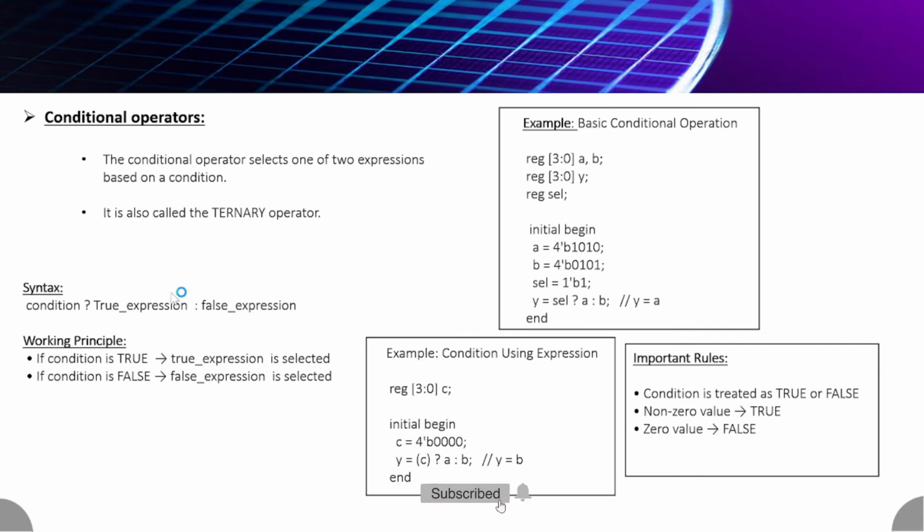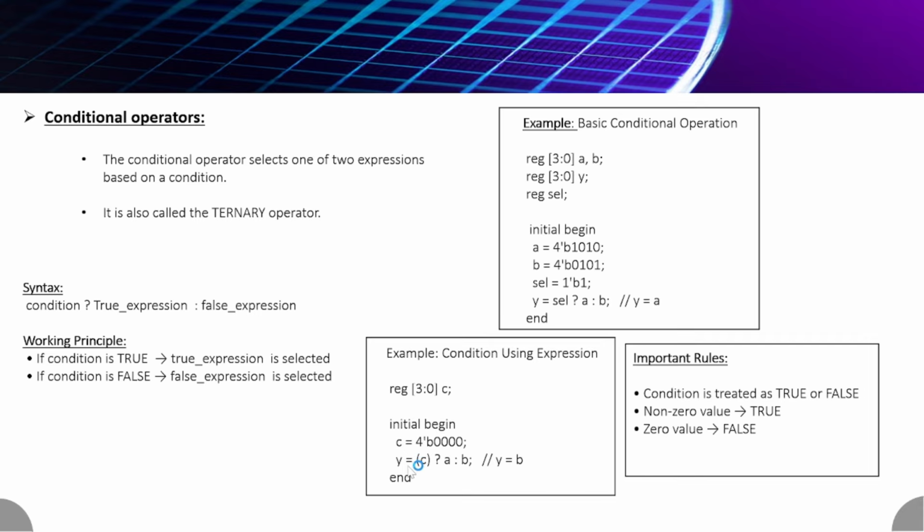Now let's understand how it works. If the condition is true, the true expression is selected. If the condition is false, the false expression is selected. Let's see a simple example. Here we have a signal called select. If select is 1, the output y takes the value of a. If select is 0, the output y takes the value of b. So we can understand that this behavior is exactly the same as a 2 to 1 multiplexer.